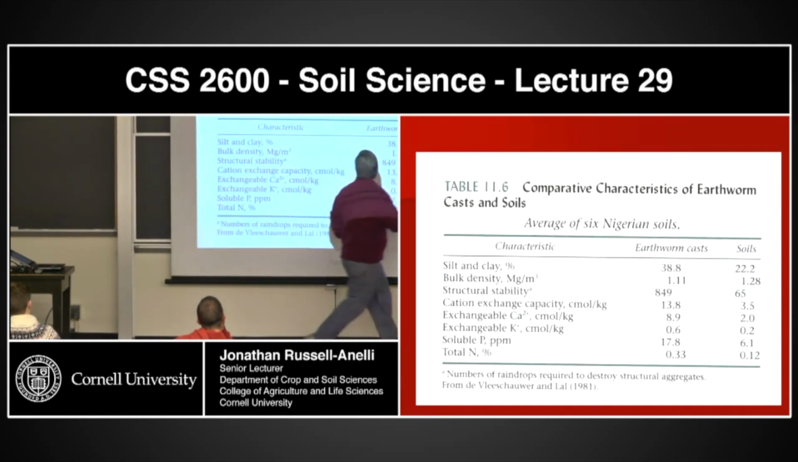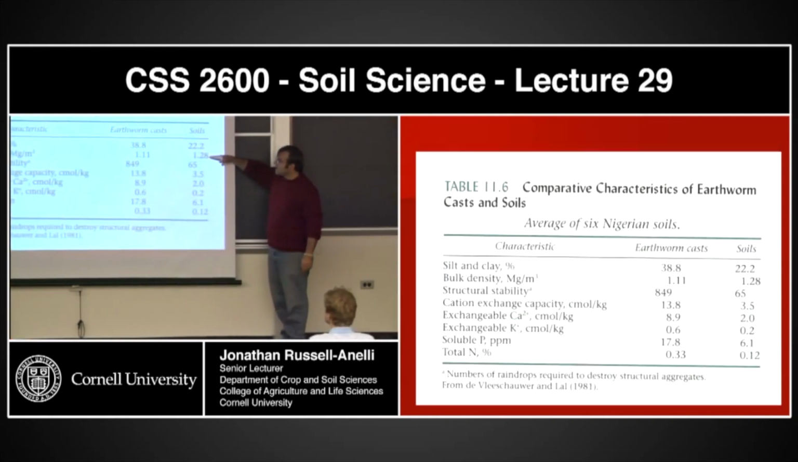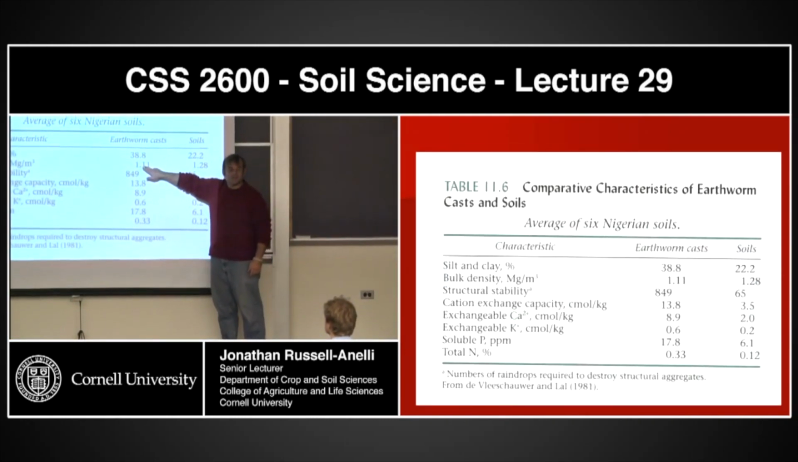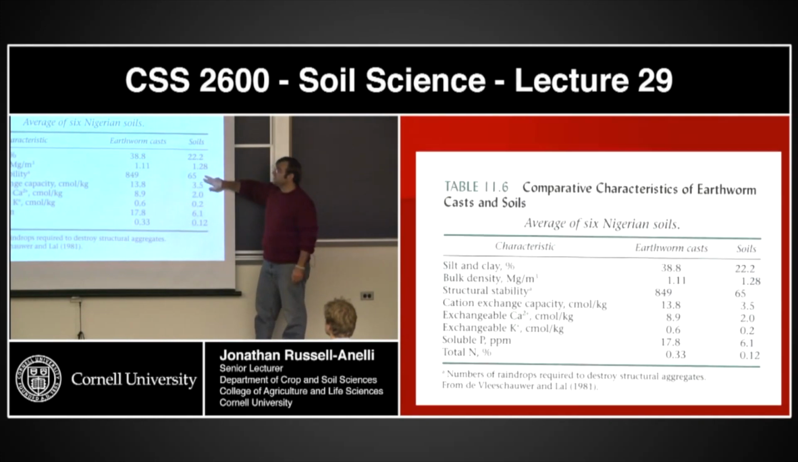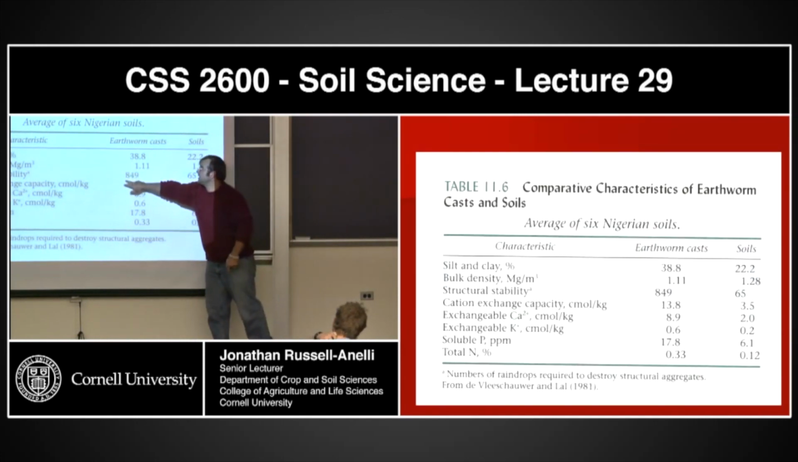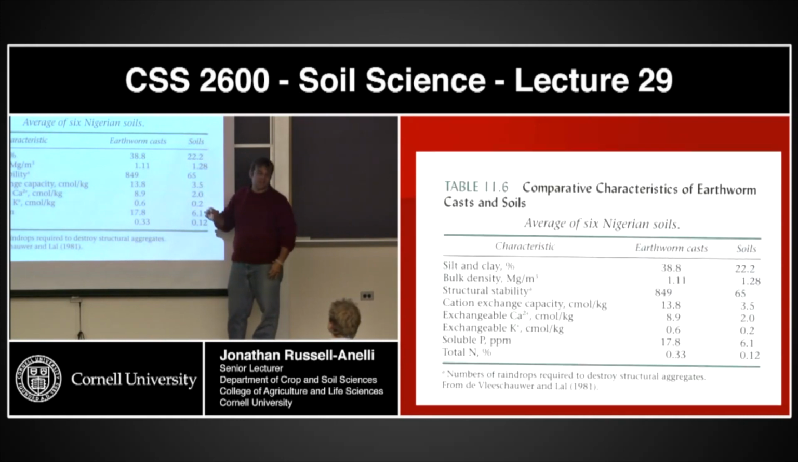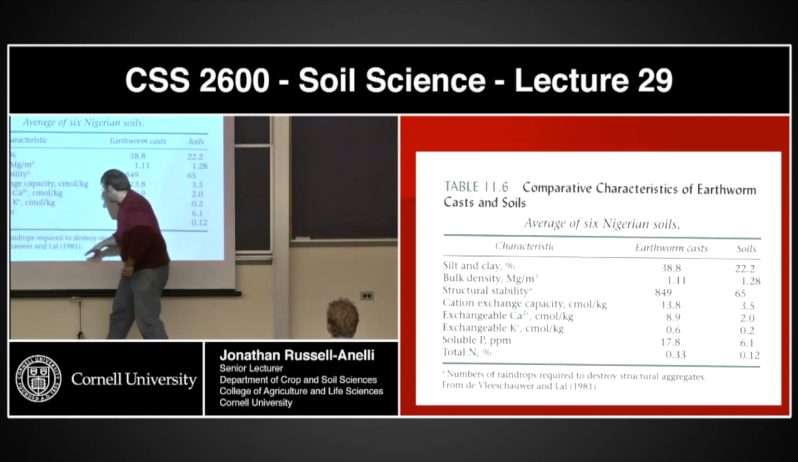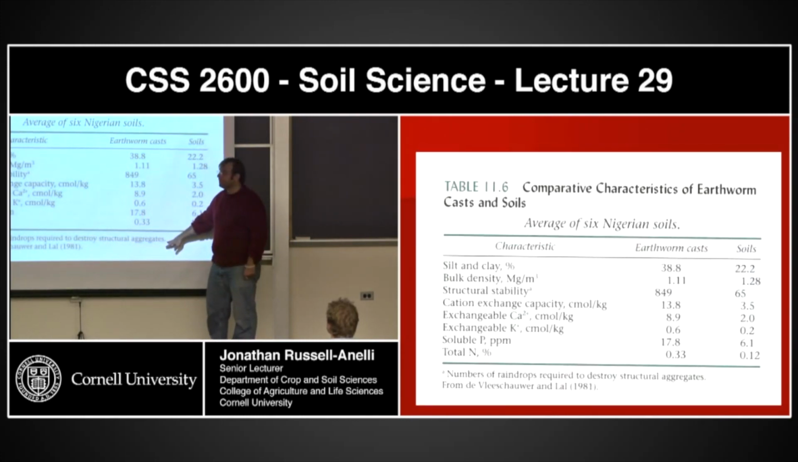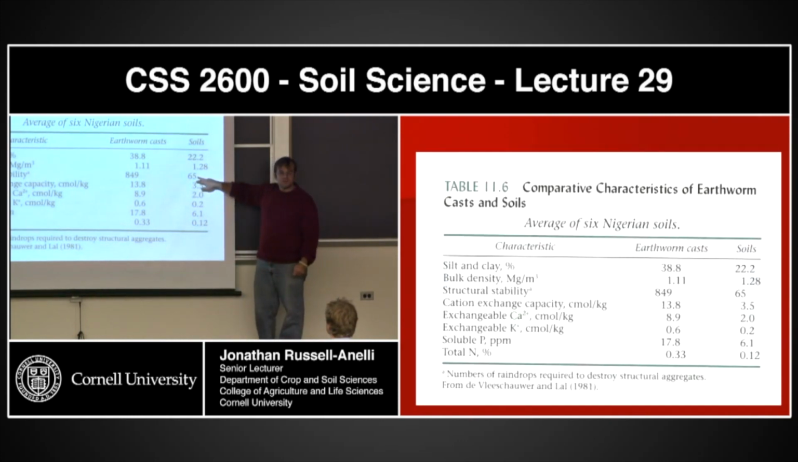Okay, actually, let me sit on this side. The bulk density, not that much difference, but it is a little bit less than the native soil. Okay, interestingly enough here, structural stability. This is a really cool piece of information here. This number basically represents how many raindrops it takes to destroy that aggregate. Okay, so here, number of raindrops required to destroy the structural aggregate. The earthworm cast takes basically 850 raindrops to break it up. This one basically takes 65.